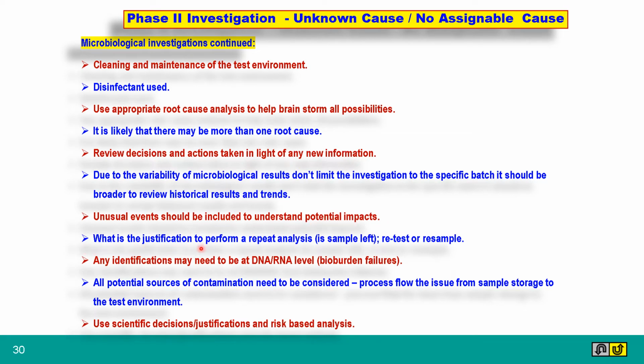What is the justification to perform a repeat analysis? Is sample left, retest or resample? Any identifications may need to be at DNA / RNA level, bioburden failures. All potential sources of contamination need to be considered. Process flow the issue from sample, storage to the test environment. Use scientific decisions / justifications, and risk-based analysis.